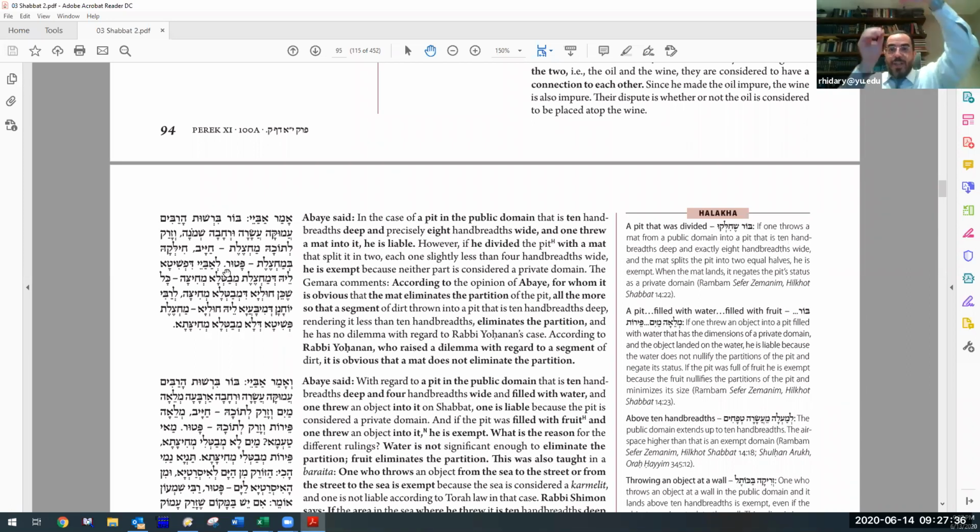Patur. But if I put it in carefully so that the mat becomes a divider between the 8, dividing it into 4 and 4, and the mat has its own thickness. So now I have 2 borot. Each one is 10 tefachim deep, but a little bit less than 4 and 4 each.